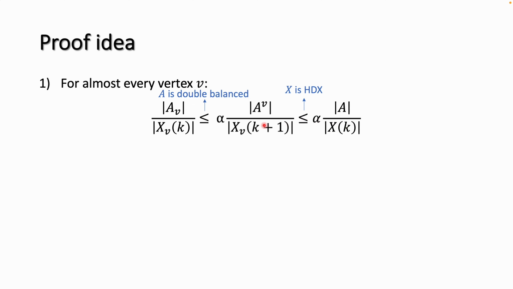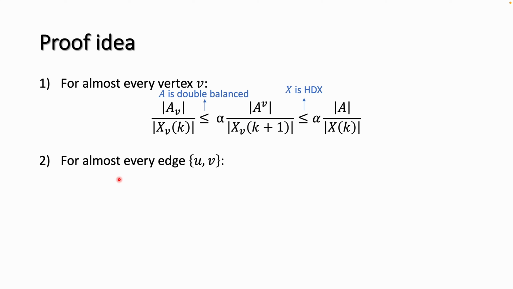So the localization of A to a vertex V, by the double balanced property, is bounded by the restriction to V, and that is bounded by the total fraction of A. So if A is small enough, then it's actually sparse on almost every vertex. That's pretty simple, but it gets a bit more complicated when we look at edges.